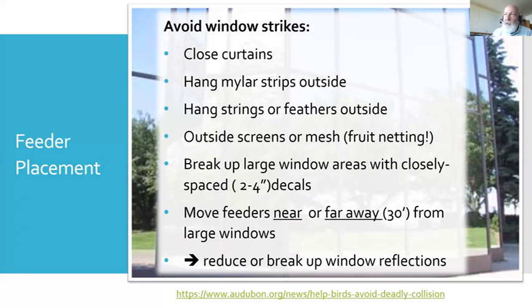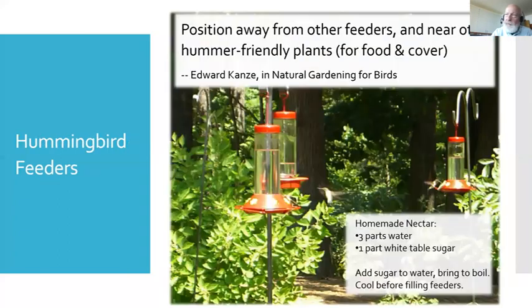So again, this is a significant point about moving the bird feeders further away or near to your home. Hummingbird feeders, quick comment on those, of course. They need to be positioned away from others. As we all know, the hummers may like to check out the other bird feeders, but they want their own space.